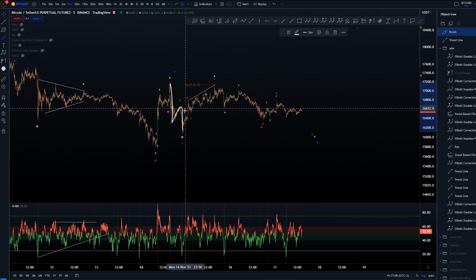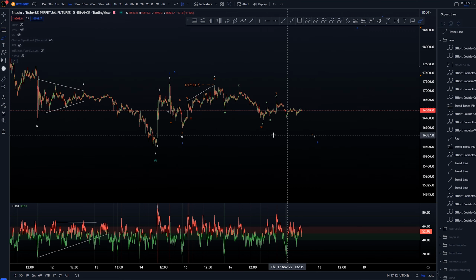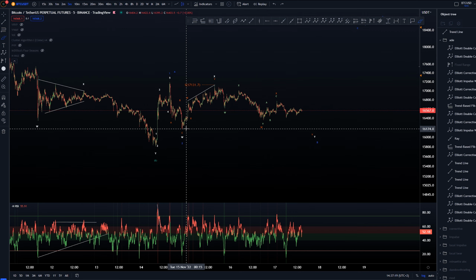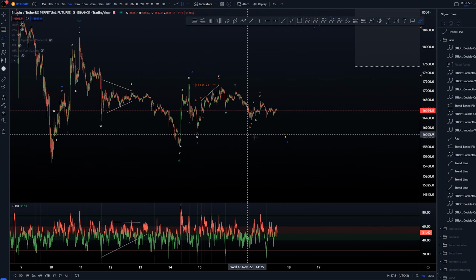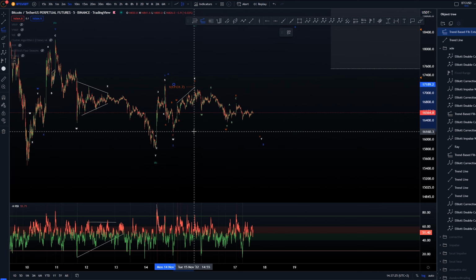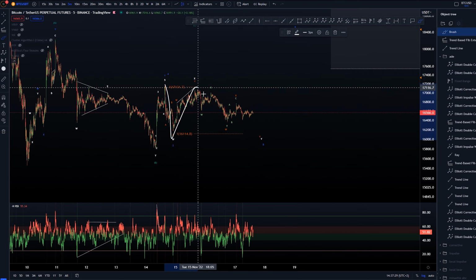Again, ABC into W, WXY into X, and then we would be looking for a wave Y. Again, the target would be below these lows that we had here around 16.169, and again that would be the basic target. If we are looking at some of the targets here, the expectation was going to be again an ABC structure.